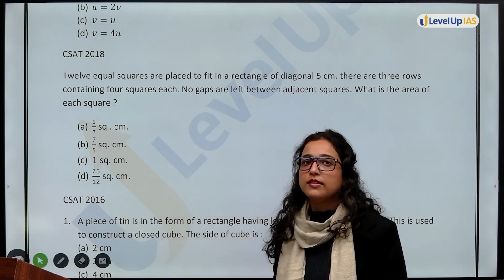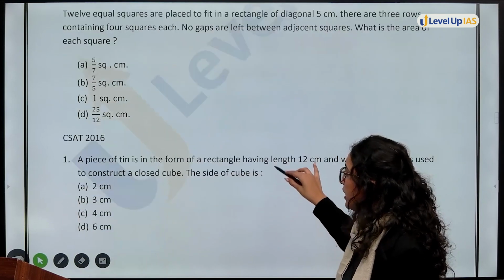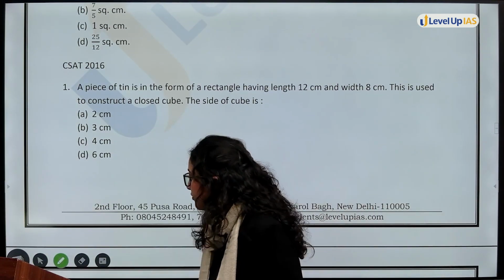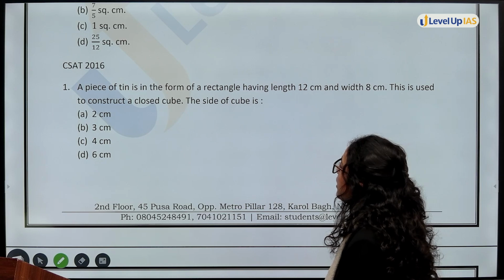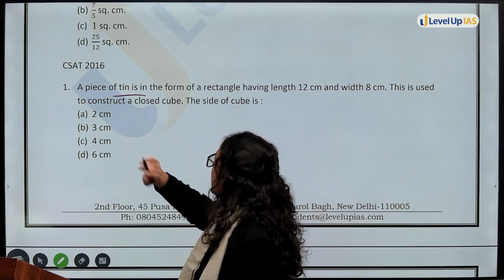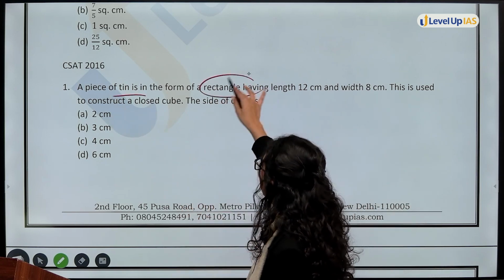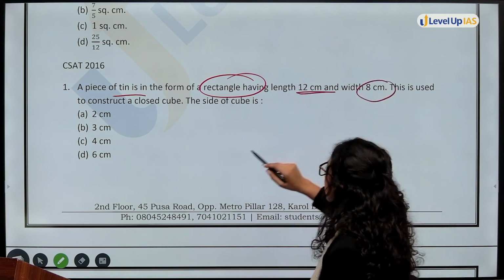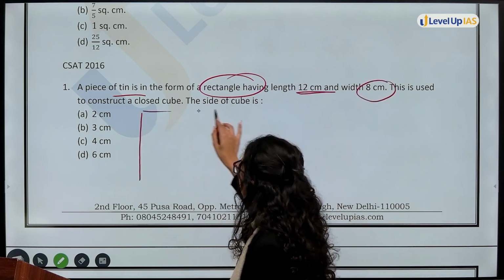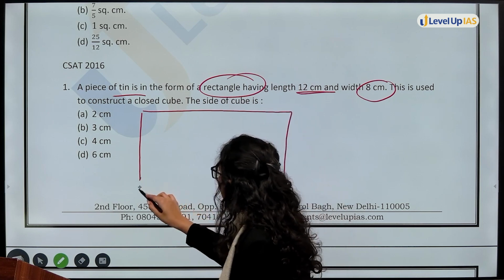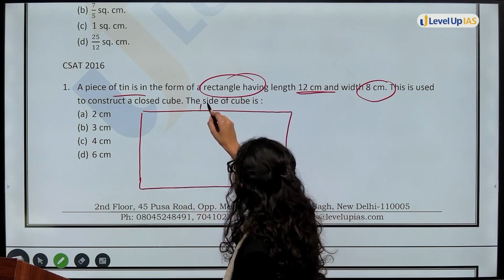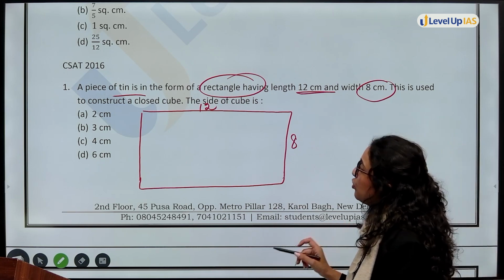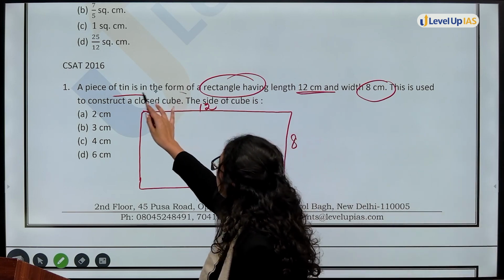Then in 2017, the question was not asked directly. Let's move to 2016. And in this, what is here? A piece of tin is in the form of a rectangle having length 12 centimeter, width 8 centimeter. So let's say this is a rectangle with us. The length of the rectangle is 12 centimeter, width is 8 centimeter. This is used to construct a closed cube.